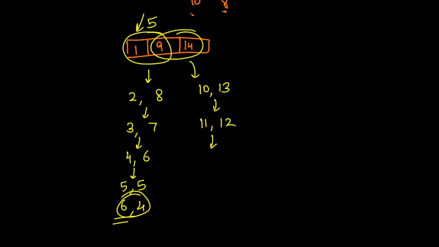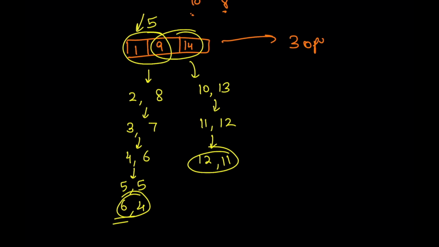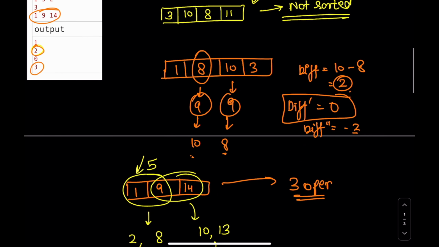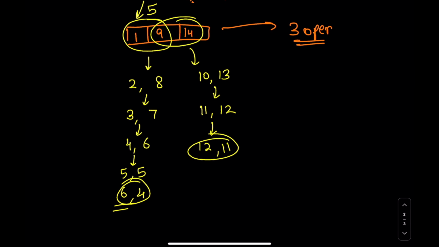After the third operation it will be 12 and 11. So we got the answer in 3 operations. So 3 is our answer. 3 operations. So 3 is the answer for this. I hope you get how we are doing this. So we are just minimizing the difference. We are just checking the difference and minimizing the number of operations required.